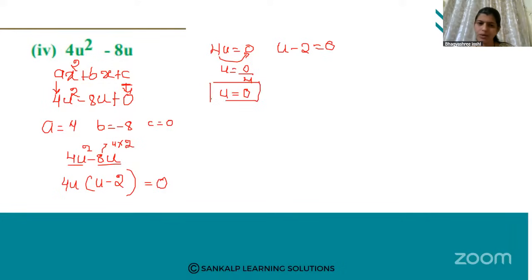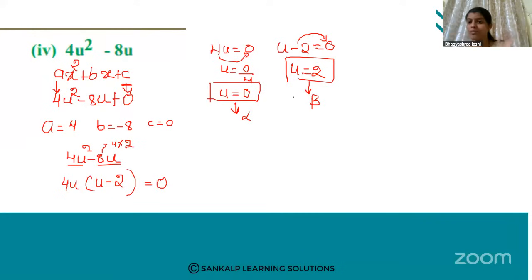So u is equal to 0. Next, u minus 2 equal to 0. Transfer this minus 2 to this side. You will get u is equal to 2. Now, this is the value of alpha and this is the value of beta. These two are the zeros of this quadratic polynomial.